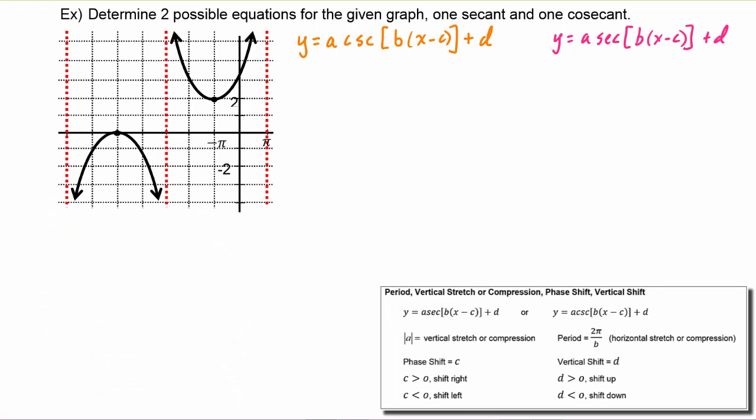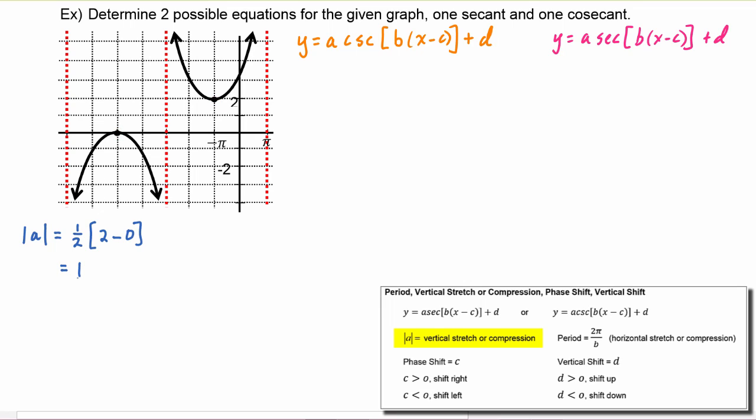And now we'll go about finding A, B, C, and D. To find the absolute value of A, we can do a computation where we do 1/2 of the upper value, which is 2, minus the lower value, which is 0. Half of 2 is equal to 1.